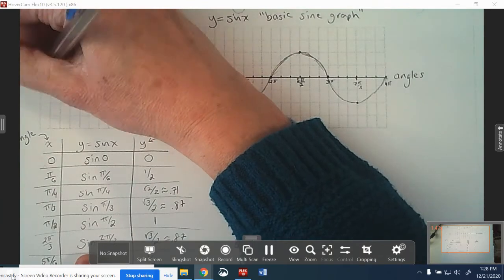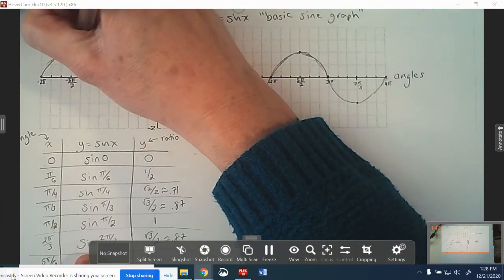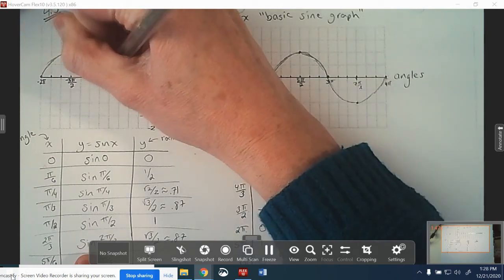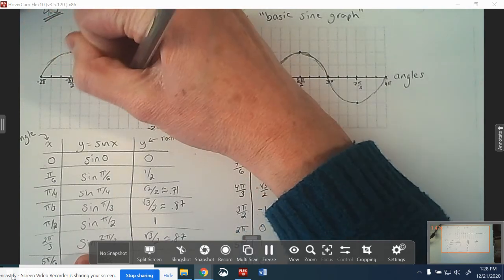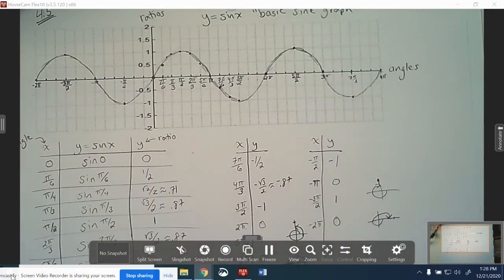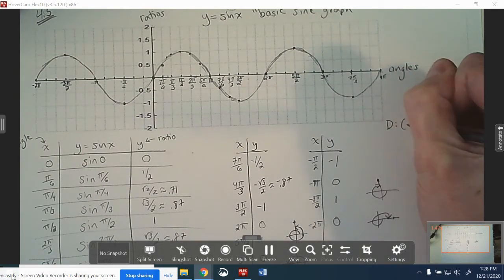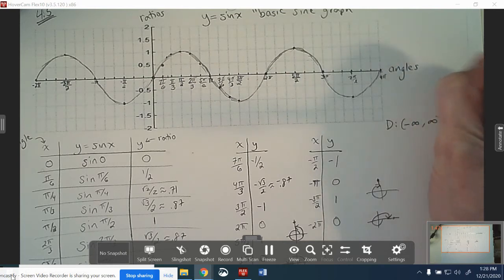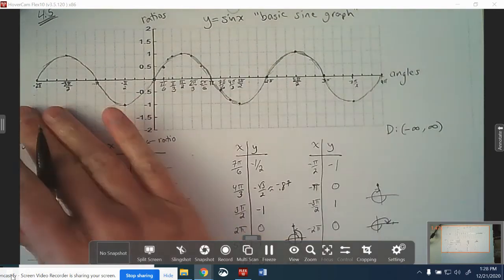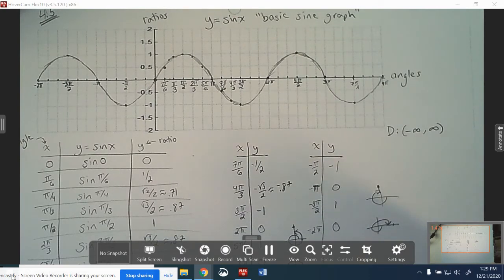All right, and once again, I'm not going to connect with straight segments. I'm going to make a nice concave down hill and a concave up valley. And the graph does not end at negative 2 pi. This graph continues forever to the left and right with this repeating pattern. So an important characteristic of this graph is its domain, and its domain is all real numbers. We are only looking at a small part of this graph. This graph continues forever to the left and the right.